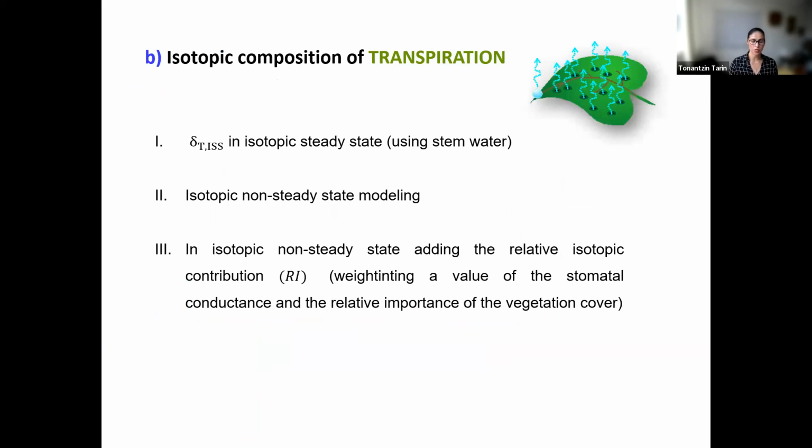Then we applied the equations that I showed earlier, and for the isotopic composition of the transpiration, we used 3 different approaches. We considered isotopic steady state conditions for the plants, non-steady state, and we proposed a non-steady state approach where we weighted the relative importance of the dominant species, the vegetation cover, and the relative values of the stomata conductance.